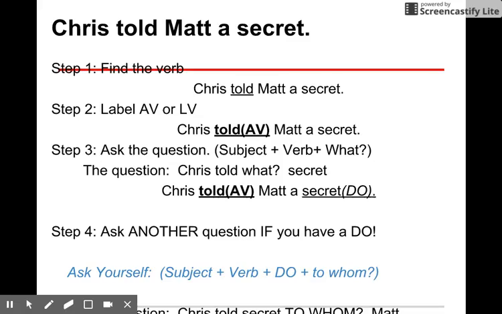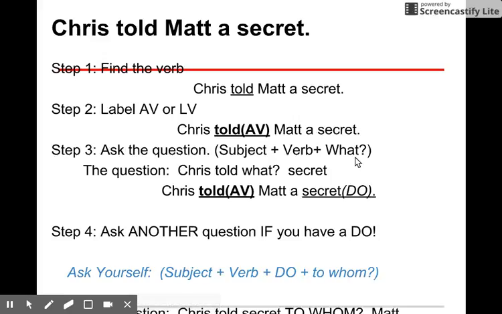All right, so what are the steps again? Here they are. We're going to use the example of Chris told Matt a secret. Step 1 is find the verb. And the verb here is told. You want to be labeling it, and it's an action verb. Step 3, ask the question. And remember, the question formula is subject plus verb plus what?